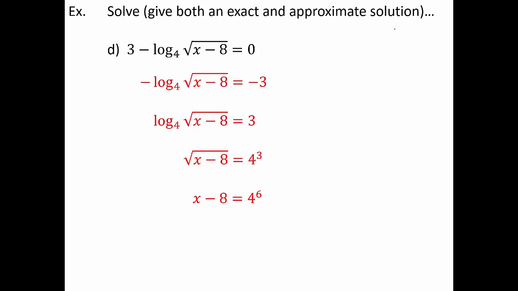The goal is to get x by itself, so I'll add 8. So there's my exact answer. Now, again, for approximation purposes, if you were to rewrite this, that would be 4096 plus 8, which would be 4104. That's an exact answer. That's not an approximation. There is no approximation for this one. I'm done.